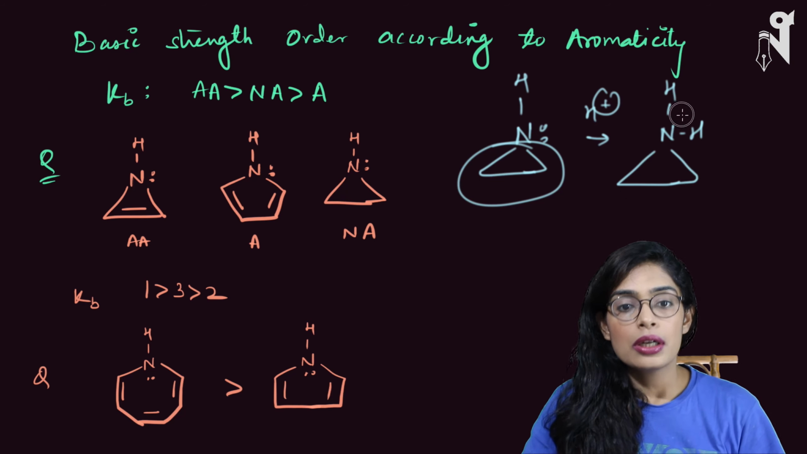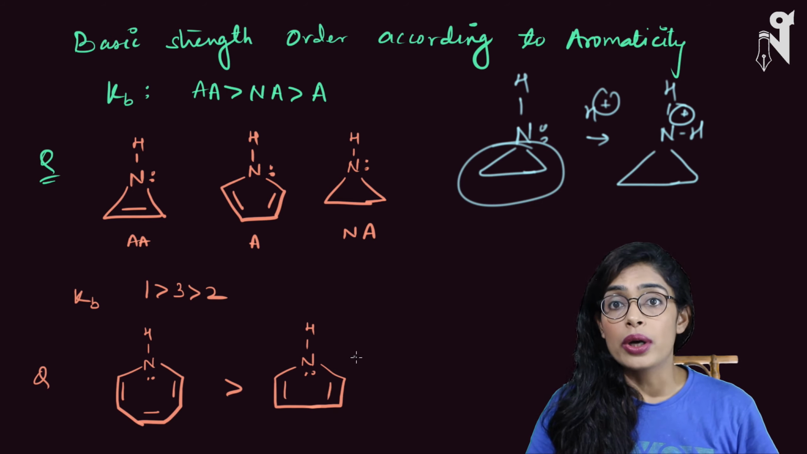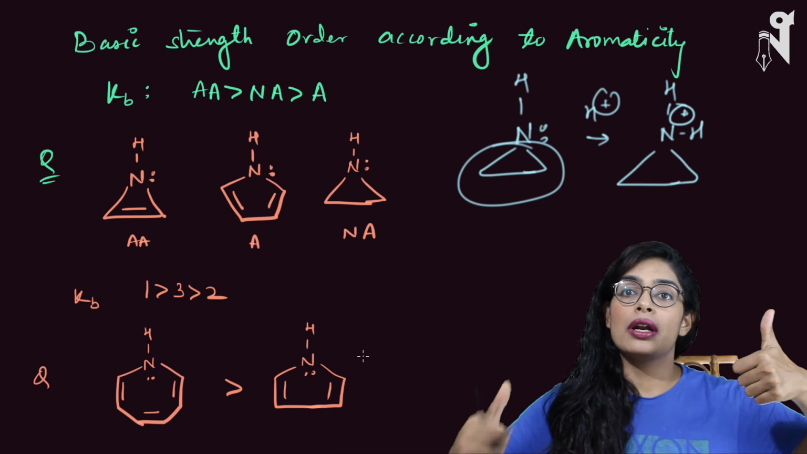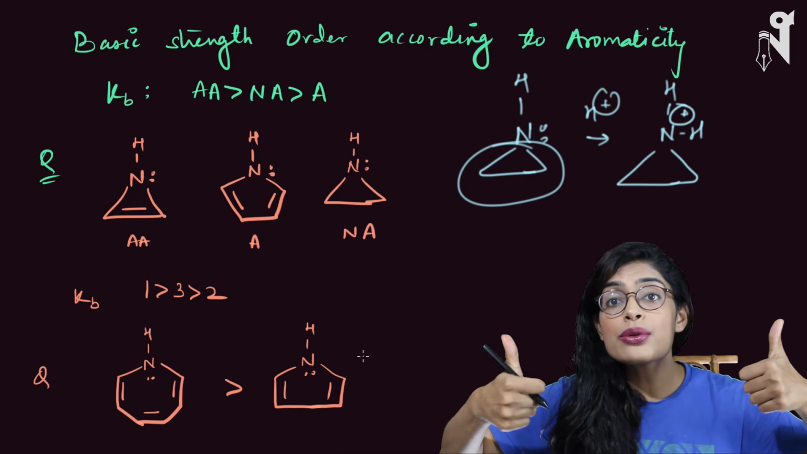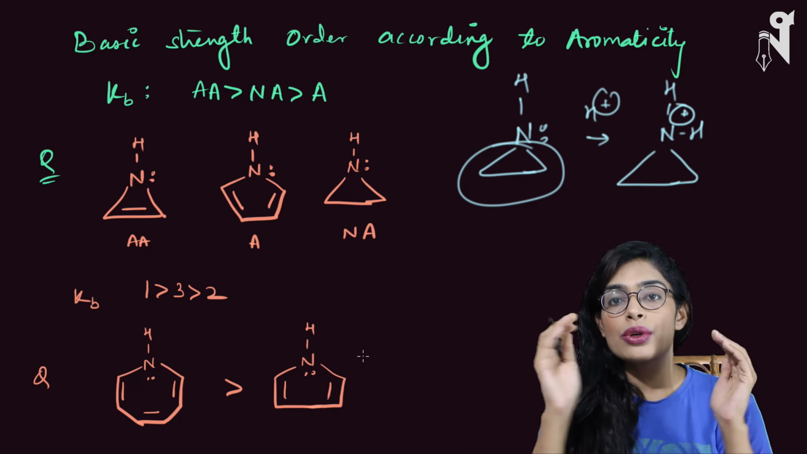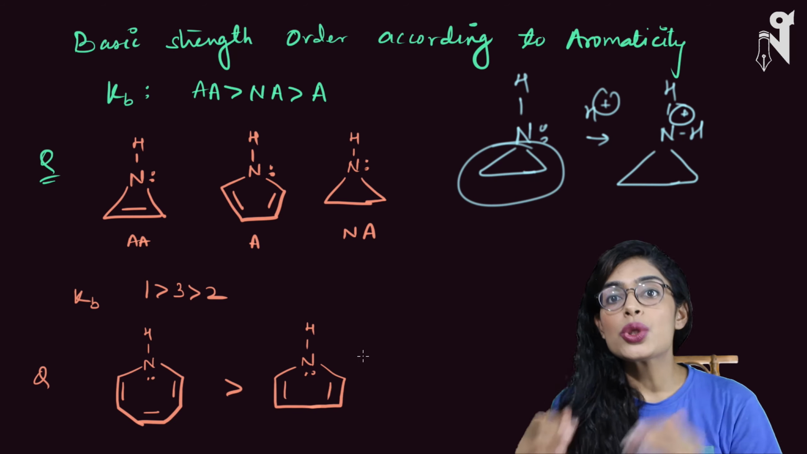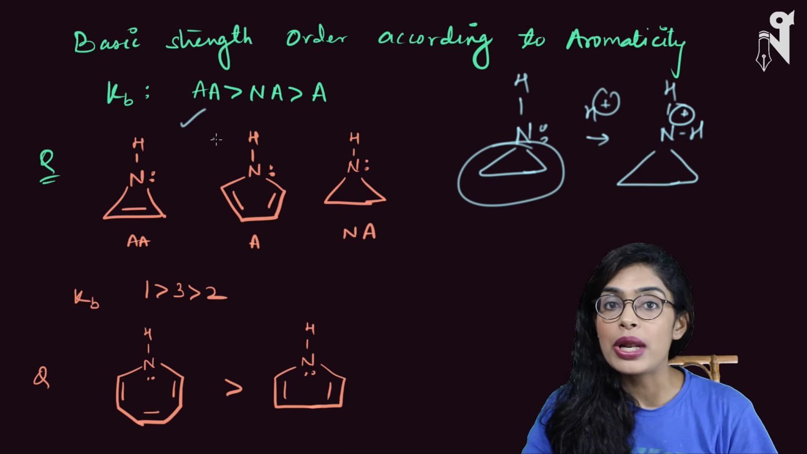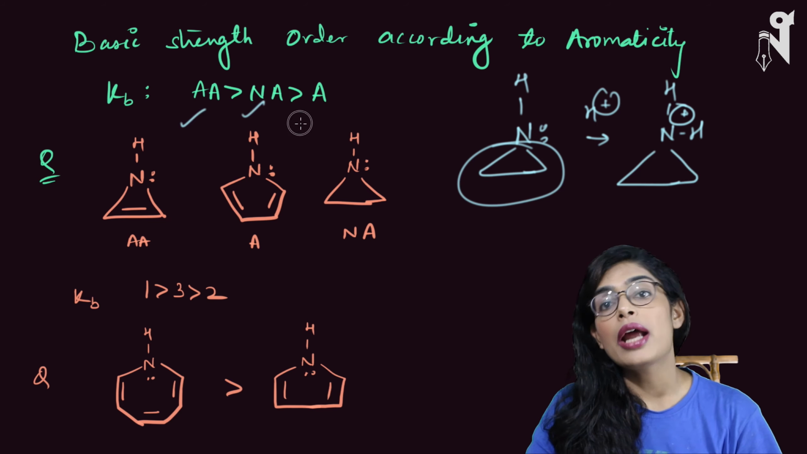So here, what is the order? Basically, anti-aromatic ones would like to show the basic behavior, aromatic ones would not like to show the basic behavior, and non-aromatics are neutral about it. So if somebody asks me which will show the best basic strength, your anti-aromatic will show the best basic strength, then your non-aromatic, and then your aromatic.